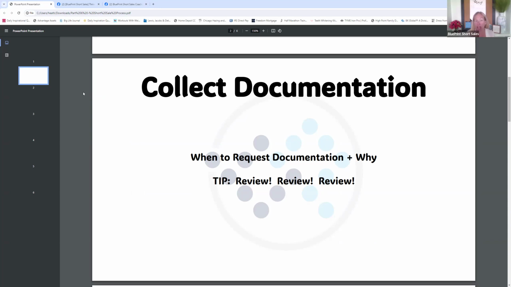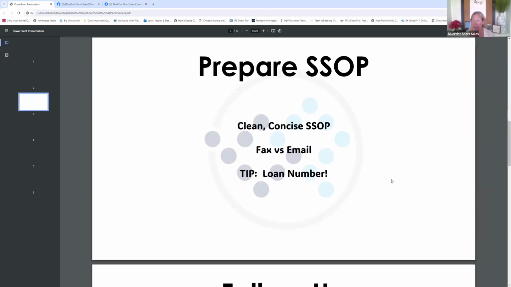Okay, so we talked about collecting the documentation, and then after you collect the documentation and you have thoroughly reviewed it, then you want to put the packet together. Now, this is where, if you're not organized, that is okay. We'll help you get organized. But you gotta be organized. You gotta be clean and concise with this packet. So we call it an SSOP. That's just a shortened version of short sale offer packet. So if you ever decide to join our community, if you see SSOP, that is what I am talking about.